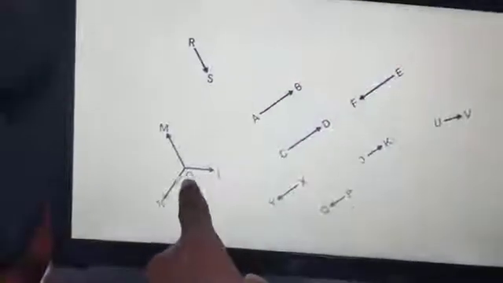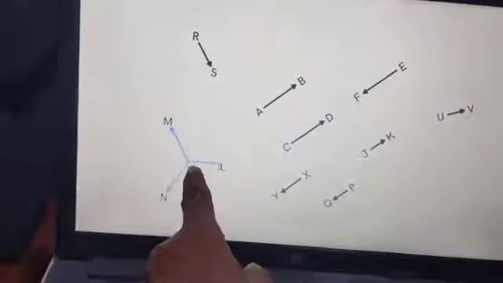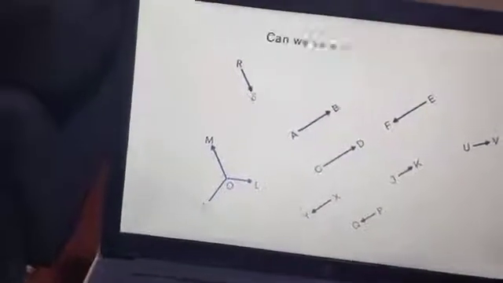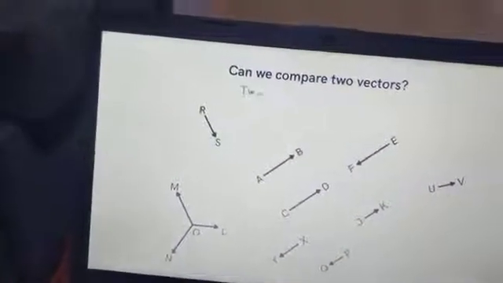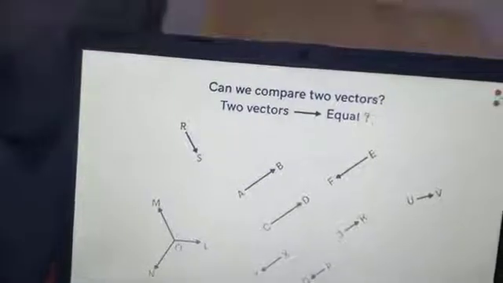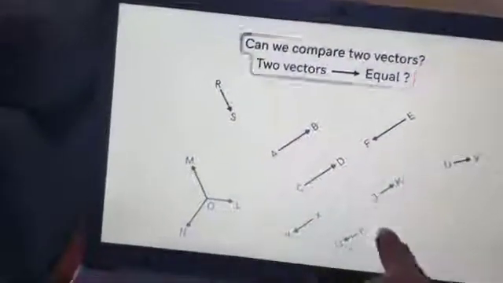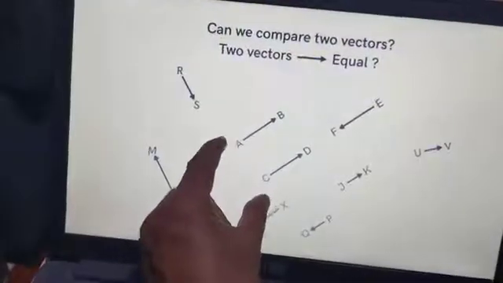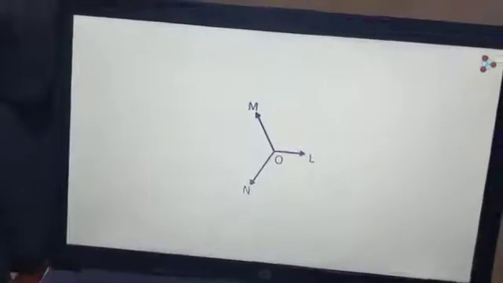Here are concurrent vectors. Concurrent vectors are vectors that pass through the same point. O is a point, and collinear vectors are two vectors traveling in the same direction. You can see here they are on the same line. And these vectors can also be parallel vectors. When do we say two vectors are equal?